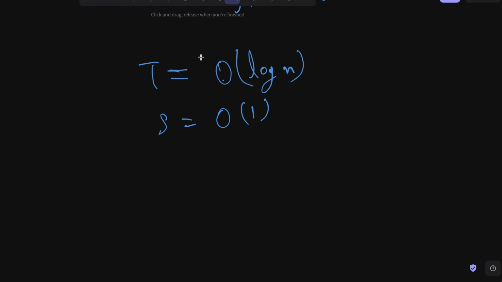The time complexity for this solution is order of log n because we are using binary search, and the space complexity is order of 1 because we are simply using constant variables: left, right, mid. We are not initializing any new arrays, so space complexity is constant.